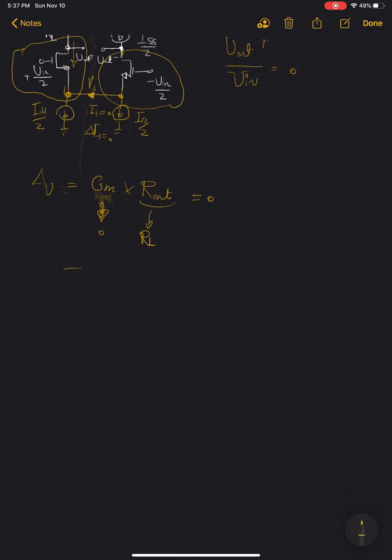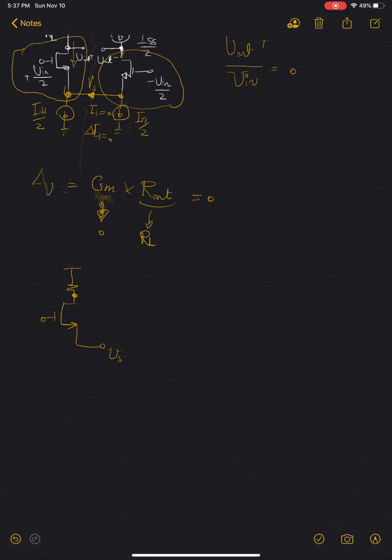Okay, let's redraw the circuit again. We know that this node is ground, or we found it is basically 0. Therefore, in a small signal, it can be connected to ground. There shouldn't be any difference. That's the substitution theorem.